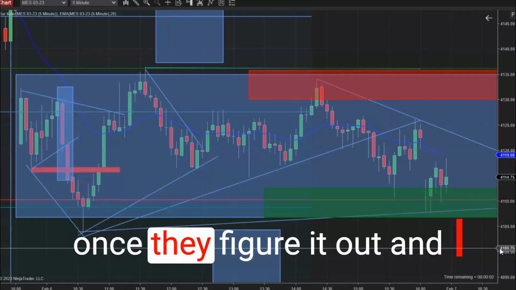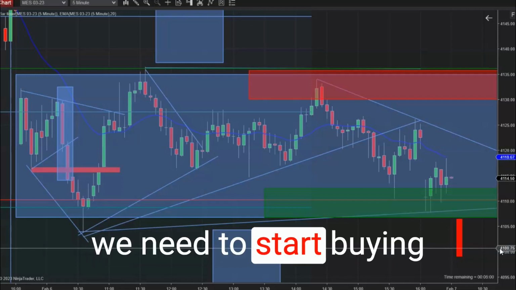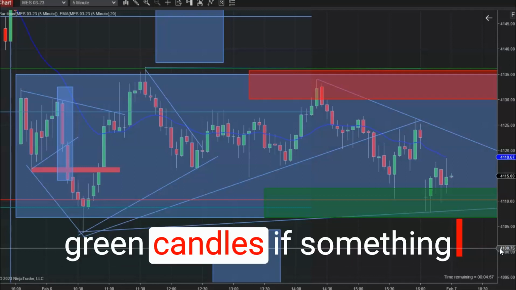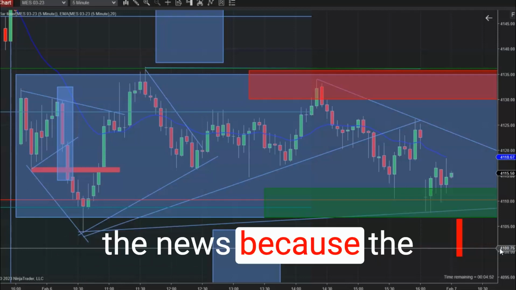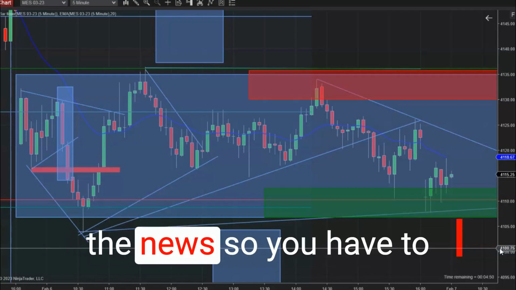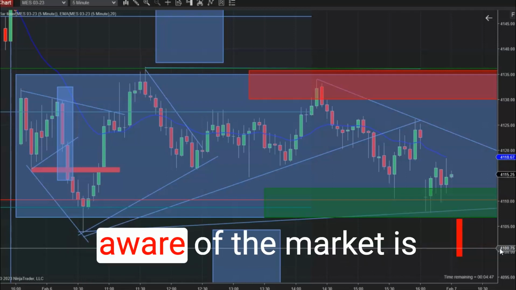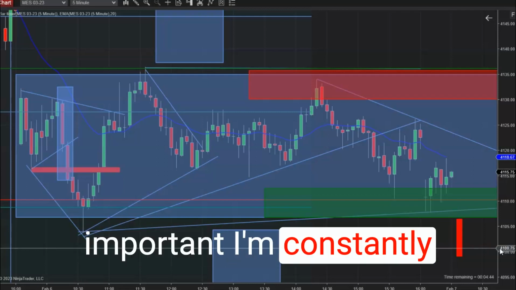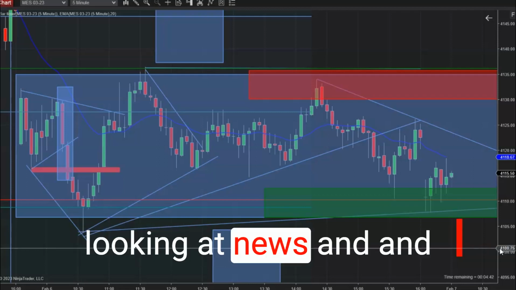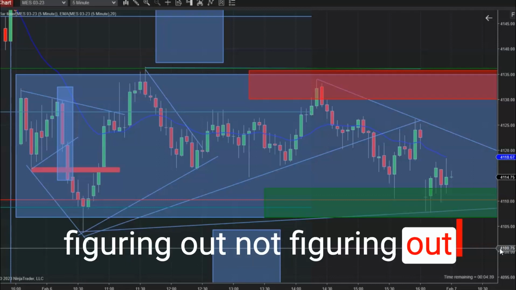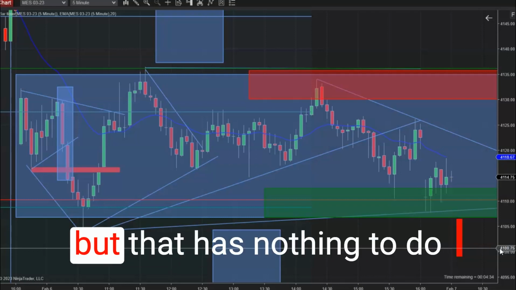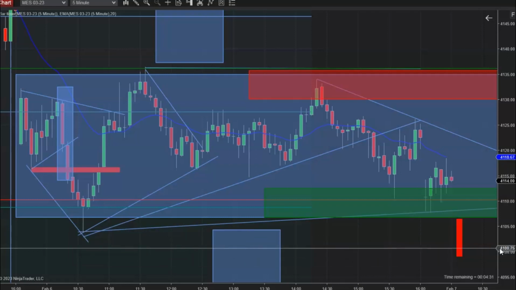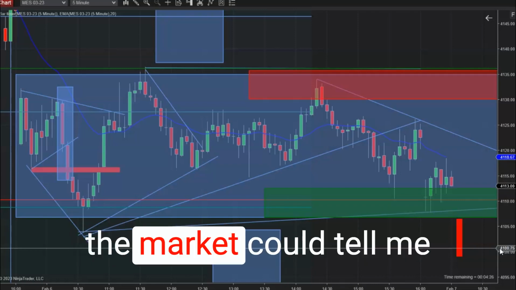And then once they figure it out and they say, you know what, we need to start buying this market, I will see green candles. If something happens and news comes out, I don't need to interpret the news because the market is going to interpret the news. So we have to remember that being aware of the market is important. I'm constantly looking at news and just being in tune with what's happening, earnings season, et cetera, et cetera. But that has nothing to do with what trades I take. Only the market could tell me that.